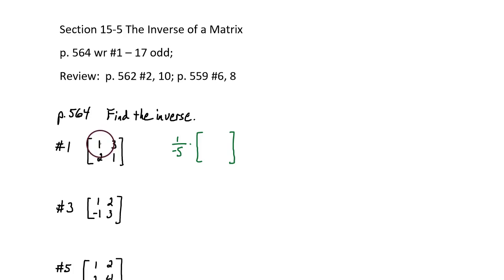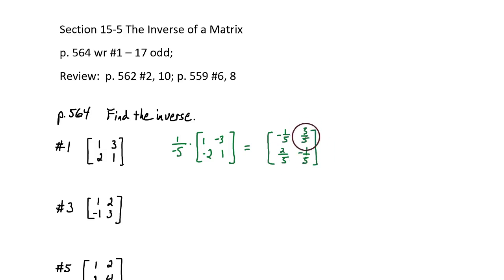You switch the positions of the top left and bottom right, but they're both ones, so they stay as ones. And then this number and this number, you change their signs. So this is negative 3 and negative 2. What's left to do is to distribute that negative 1/5 to all four entries. So that will make negative 1/5, and then 3/5, 2/5, and negative 1/5.